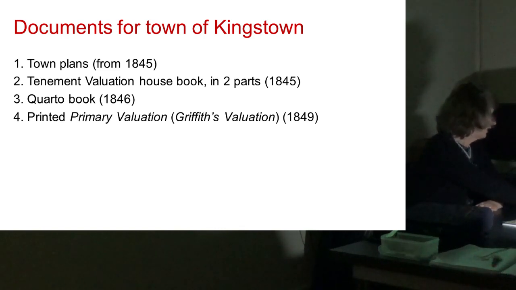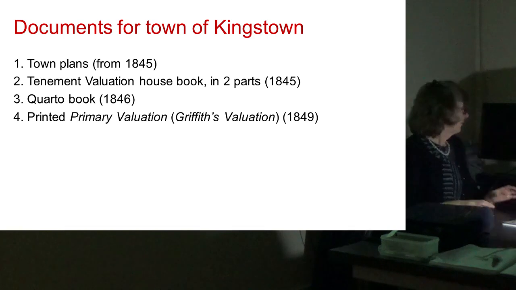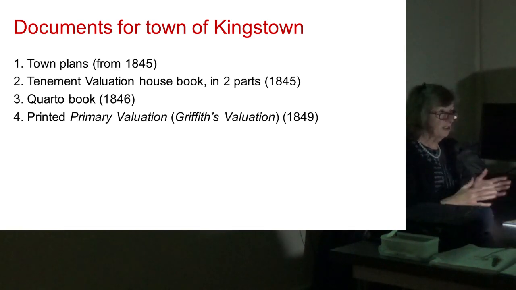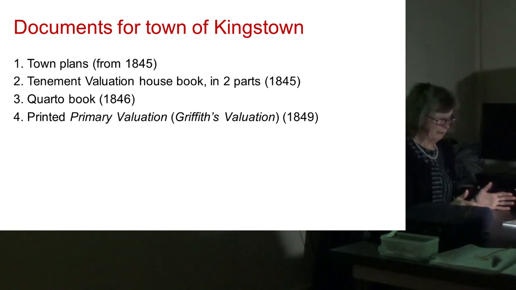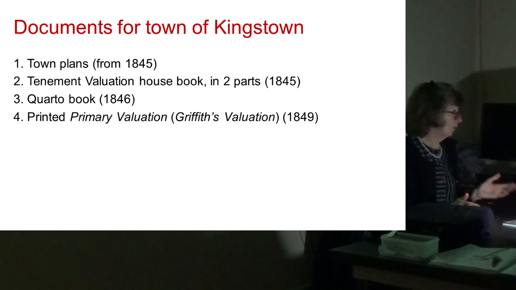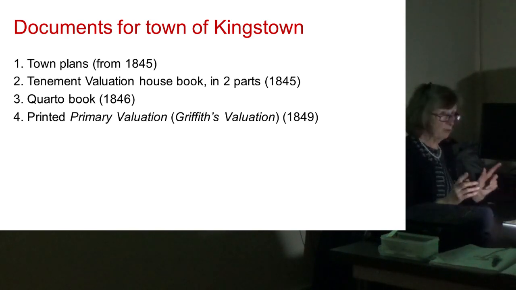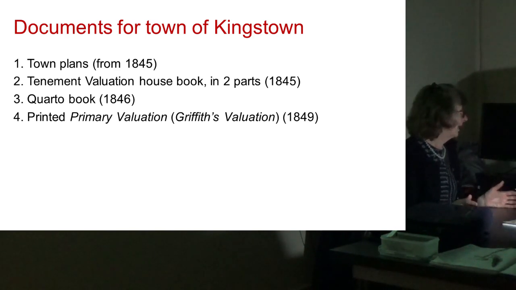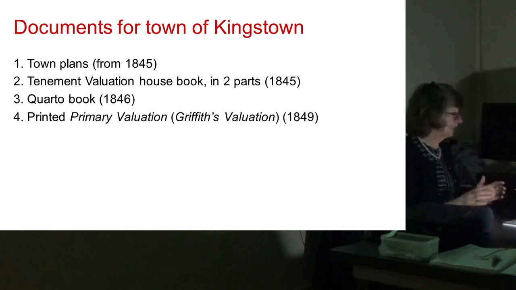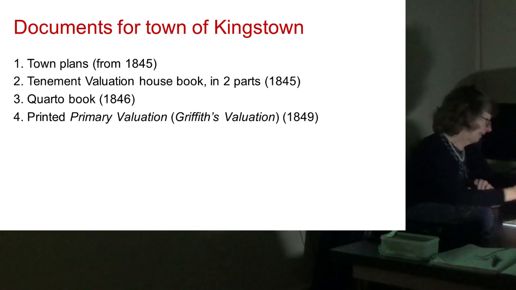So for the town of Kingstown, what were we doing that time? Towns have different types of records, because you didn't have the second house book, and you don't have the field book because it doesn't concern agricultural land, but you have this new book called the Quarto book. You have a house book, but generally only one house book, and it just happens that in Kingstown the house book is in two parts, and you have town plans.